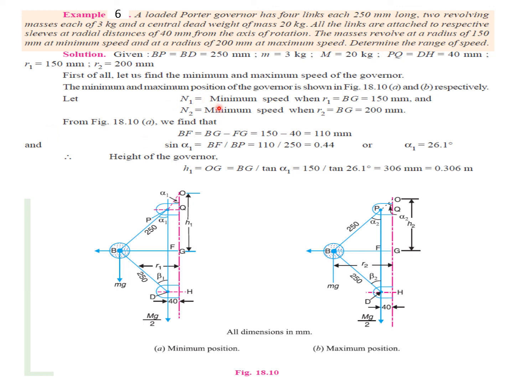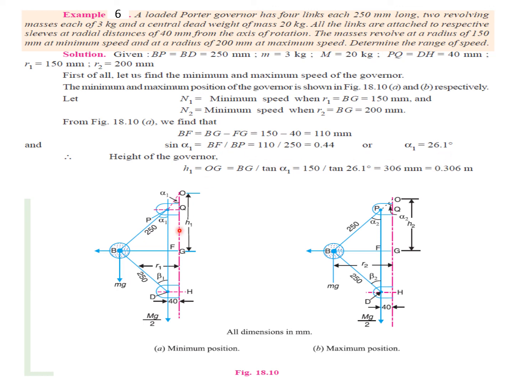First we find the value of N1, that is the minimum speed, and then we find the value of N2. For finding N1, I take the minimum position, that is BF is equal to BG minus FG, 150 minus 40, which is 110 mm. Then I find the upper and lower angles. Sin alpha 1 is equal to BF by BP, that is 110 by 250, which is 0.44. Then I find the value of alpha 1, that is 26.1 degrees.